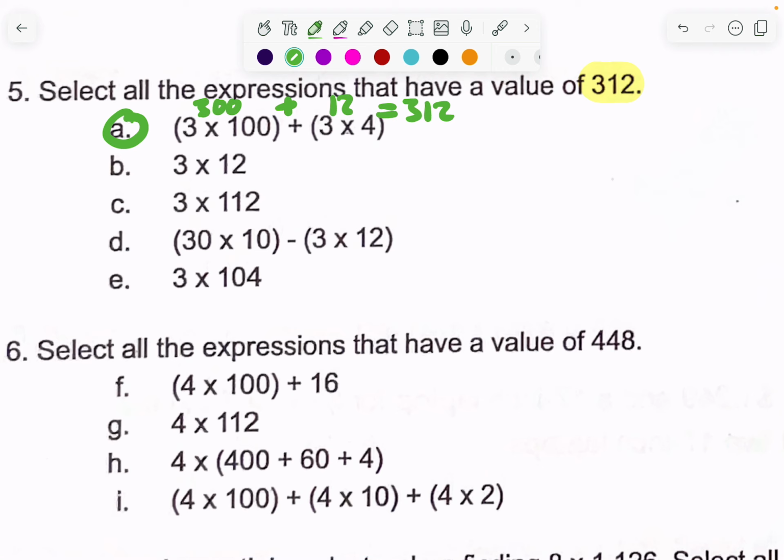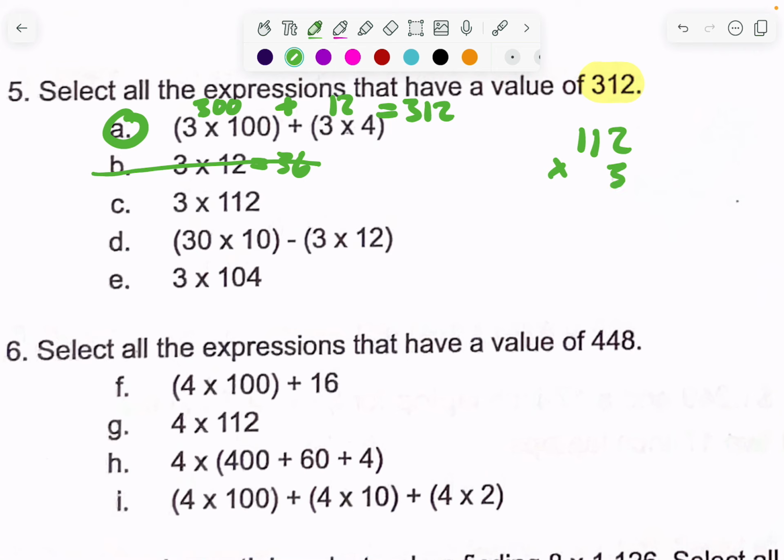Now my next one, I know that 3 times 12 equals 36. So that's not going to work. I'm going to cross that one off. My next one is 3 times 112. This one I'm not sure of, so I'm going to go ahead and try it to the side.